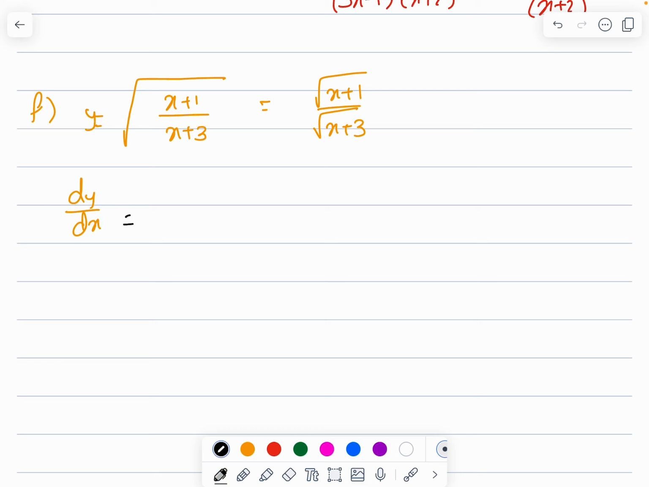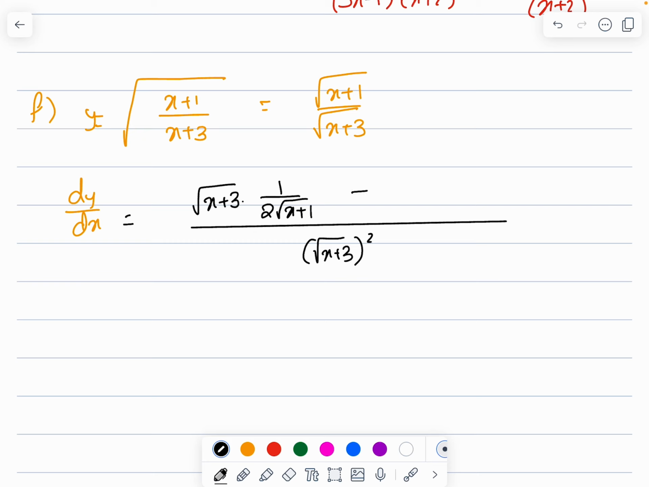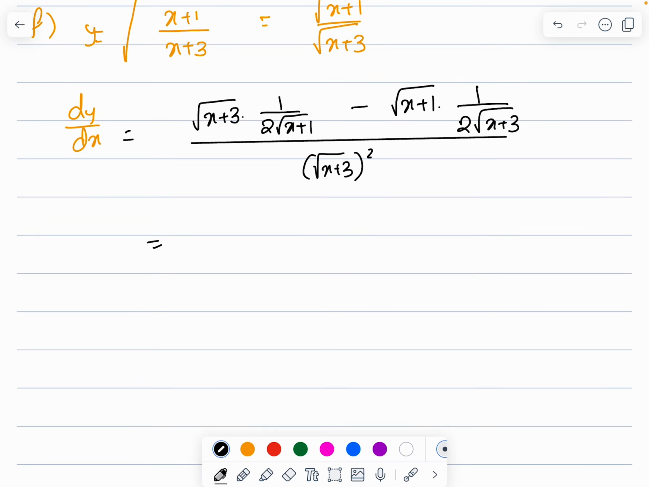So dy by dx equals denominator square, square root (x plus 3) whole square. Then square root (x plus 3). Square root (x plus 1) derivative is 1 upon 2 square root (x plus 1), minus square root (x plus 1) as it is. Square root (x plus 3) derivative is 1 upon 2 square root (x plus 3). So take the common denominator, that is 2 square root (x plus 1) times square root (x plus 3), and the denominator (x plus 3) is there as it is.